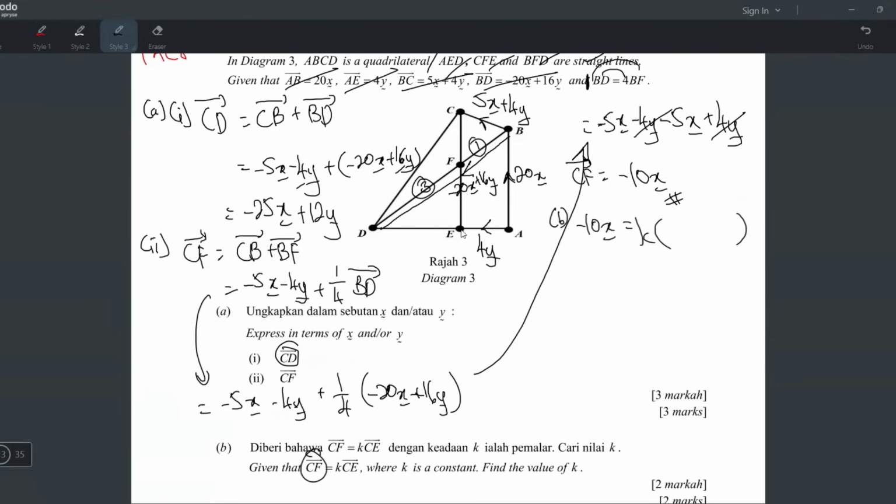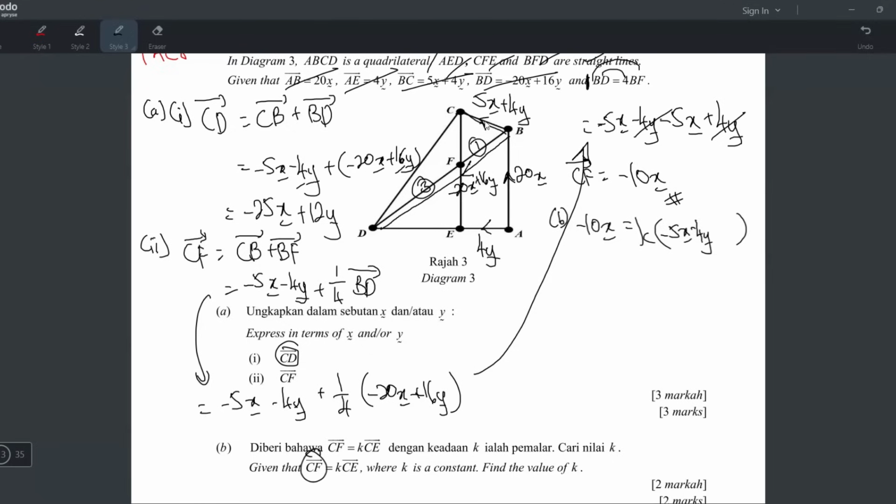And the CE vector I don't have now, but I can find it easily. Just go CB, BA, AE. Or you want to do CD plus DE also can. But I feel like it's better you go like that. Yeah, CB, BA, AE. Because you already have these three, right? So dia akan jadi negative 5x minus 4y.